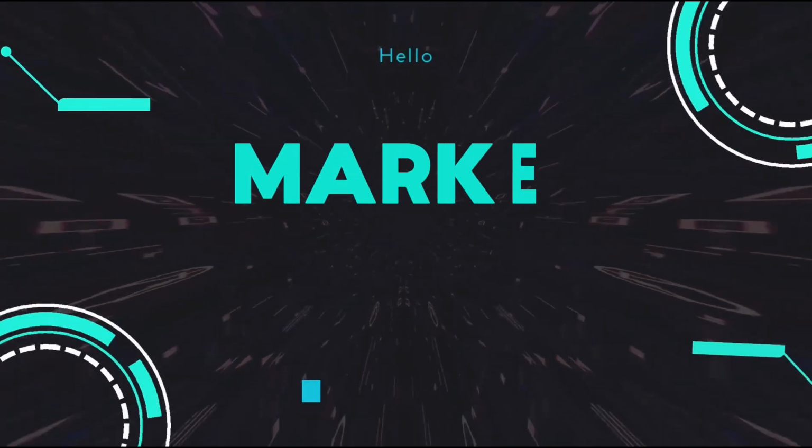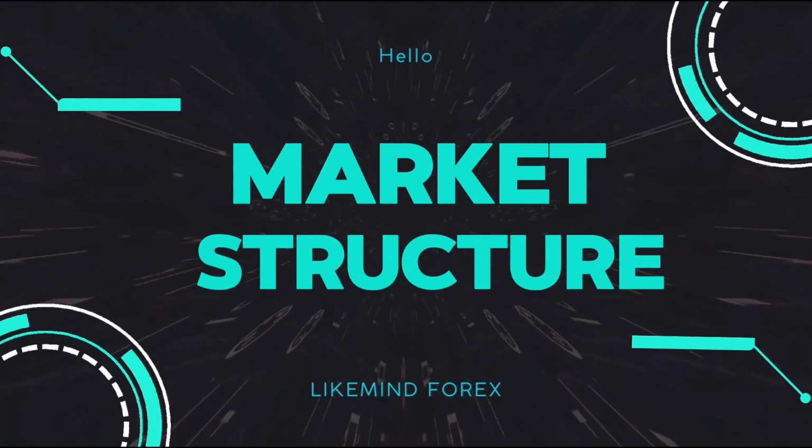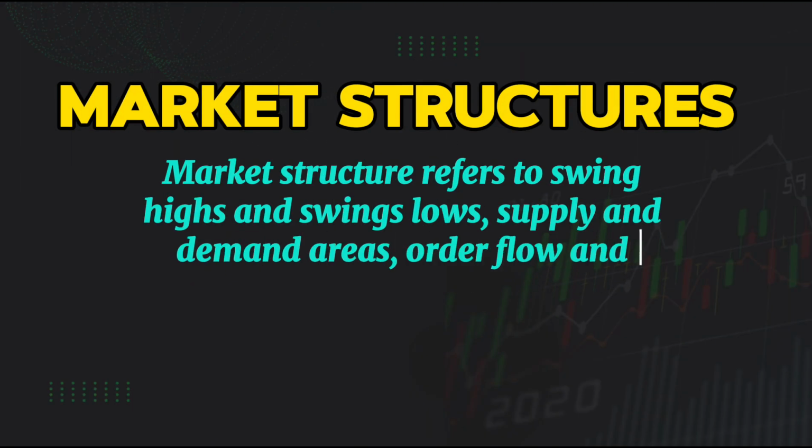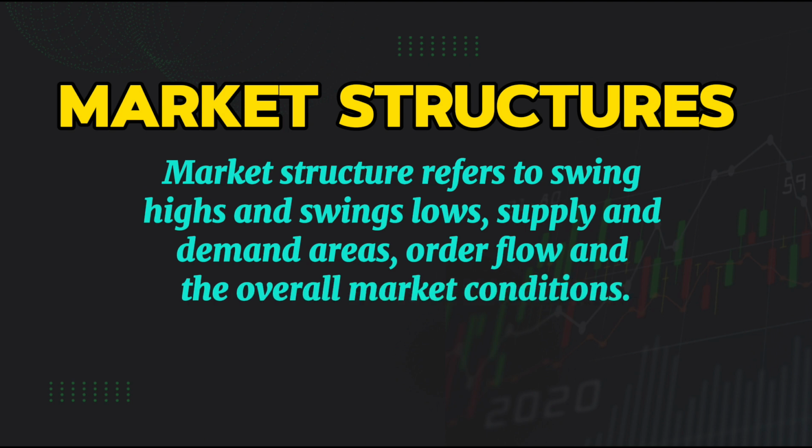Now, what is the market structure exactly? Market structure refers to swing highs, swing lows, supply and demand areas, order flows, and the overall market condition. We have two market conditions, trending and ranging markets.